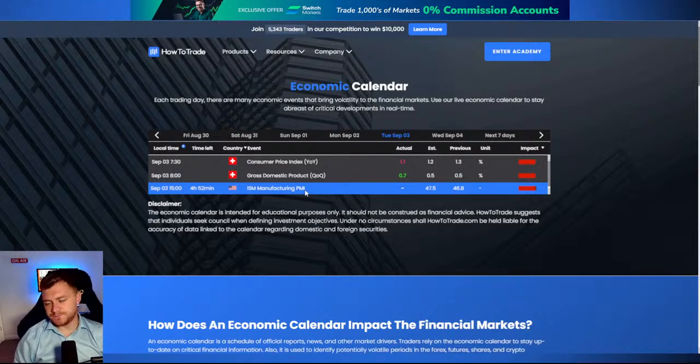So those of you who trade gold, gold and the dollar, will probably see some movement at 3 o'clock this afternoon UK time when we get the ISM manufacturing PMIs. The previous figure was 46.8. Any figure below 50 shows contraction in that sector, which obviously is not good. Any figure above 50 shows expansion. The estimation is for 47.5, so slight improvement from the previous figure.